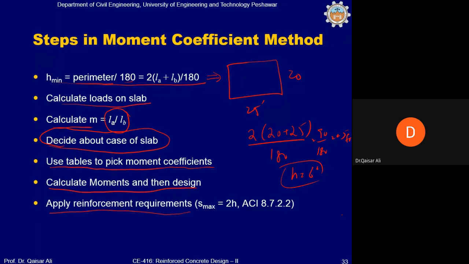Apply reinforcement requirement. So for two-way slab system, the maximum spacing requirement is 2h. In case of one-way slab system, if you remember, for main reinforcement it was 3h or 18 inch. That was the maximum spacing allowed. But in case of the two-way slab system, now the maximum spacing requirement is 2h. So maximum spacing shall not be greater than 2h. Clear? Is it clear to all of you? Yes, sir, clear.